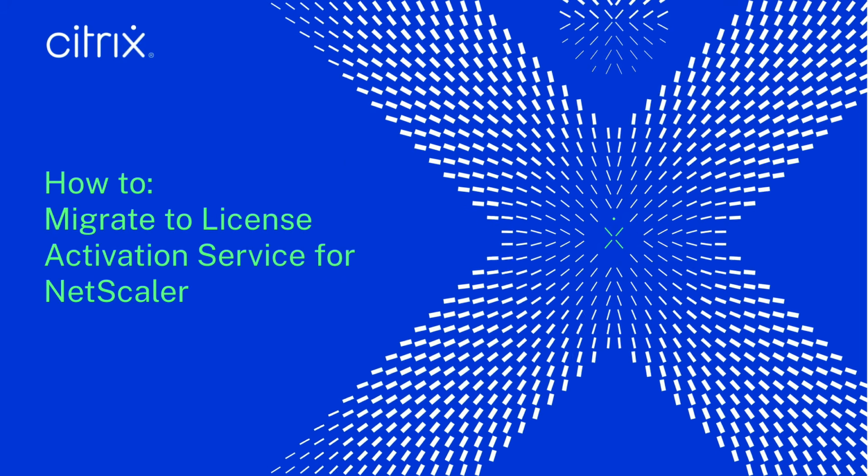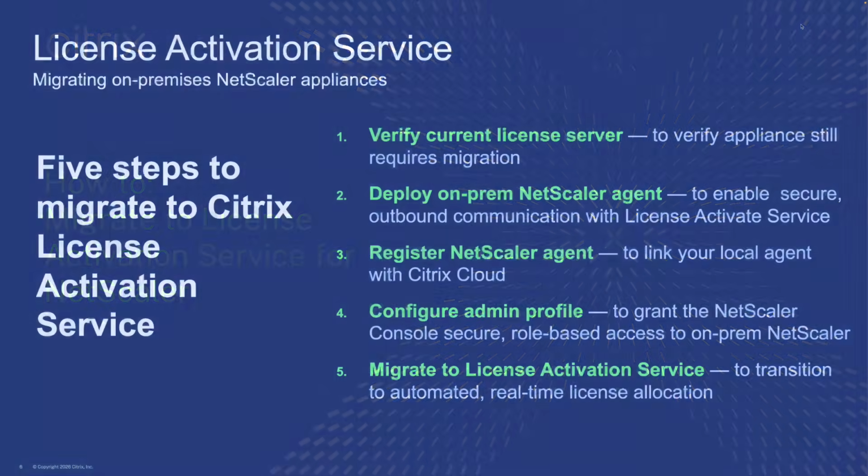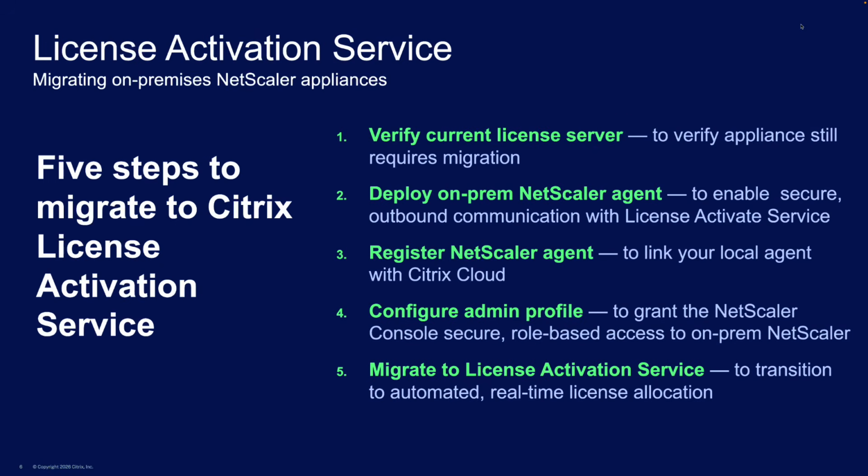In this video, we'll walk through how to migrate on-prem NetScaler appliances to use the Citrix License Activation Service. This allows NetScaler licenses to be activated and managed centrally through Citrix Cloud, while the appliances themselves remain fully on-prem. The migration follows a simple, controlled process and does not impact traffic flow or data plane functionality.